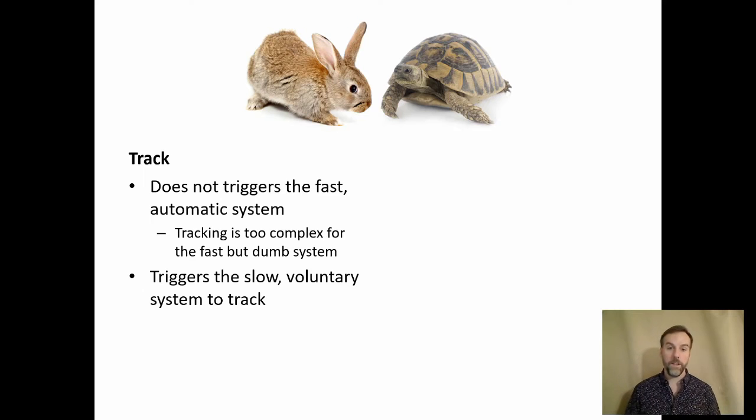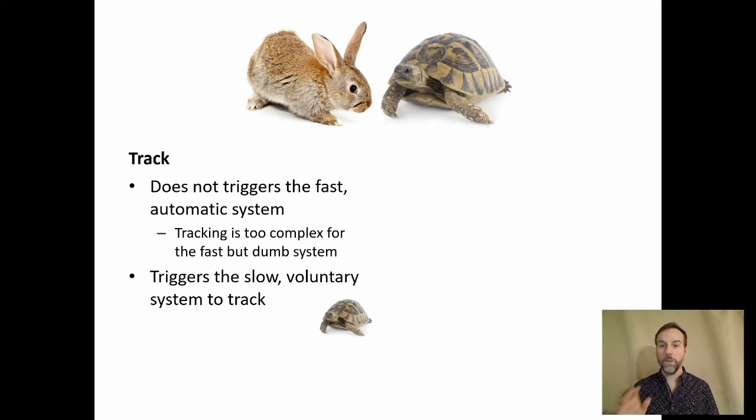So tracking does not trigger the fast automatic system. Tracking is too complex for the fast but dumb system. It does trigger the slow voluntary system. The slow voluntary system, despite just being a little bit longer in latency, is far more complex and can handle complex instructions like track, anti-track, and anti-point.